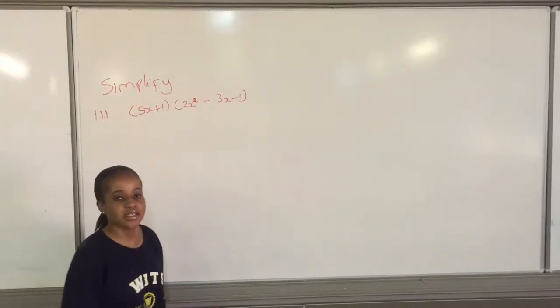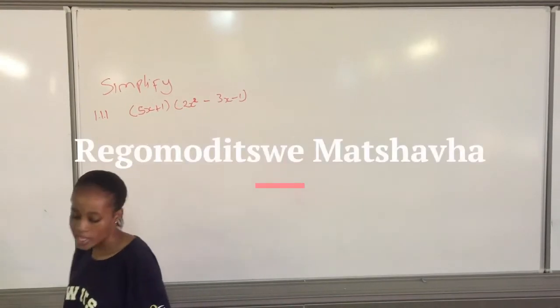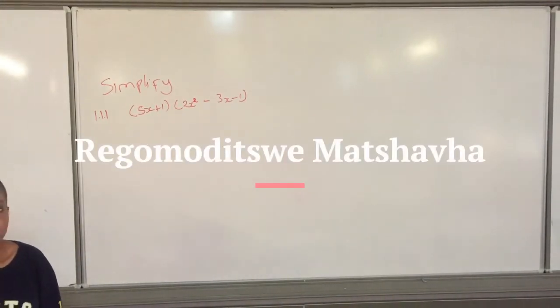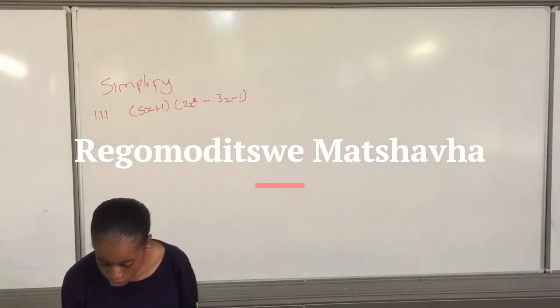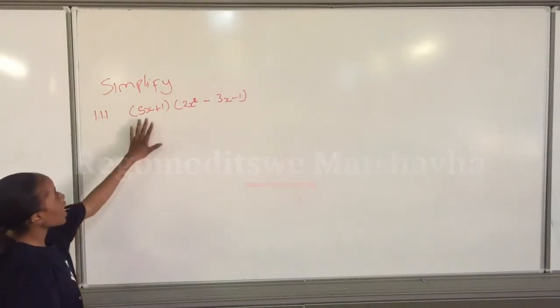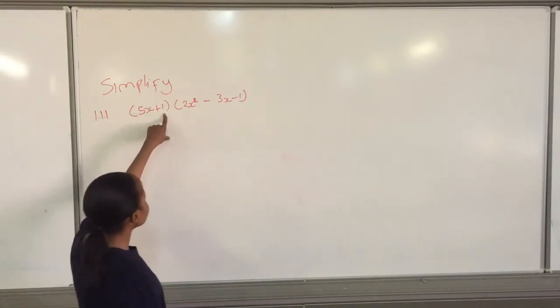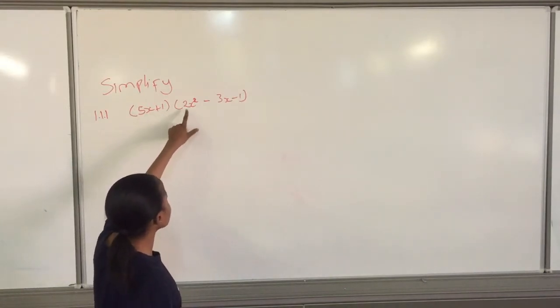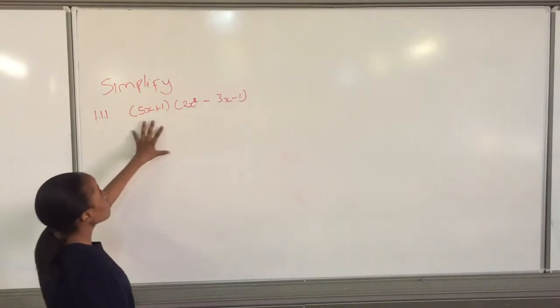Morning, grade 10s. I'll be one of your core teachers today. I'll be continuing where the other teacher left off, whereby I'll be treating examples or equations. So here on the board we have 5x plus 1, close brackets, open brackets, 2x squared minus 3x minus 1. So here we'll be simplifying.